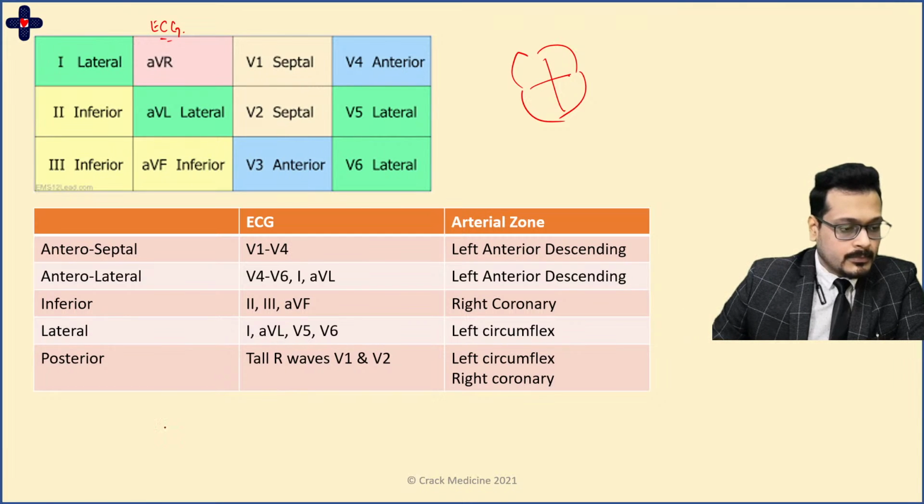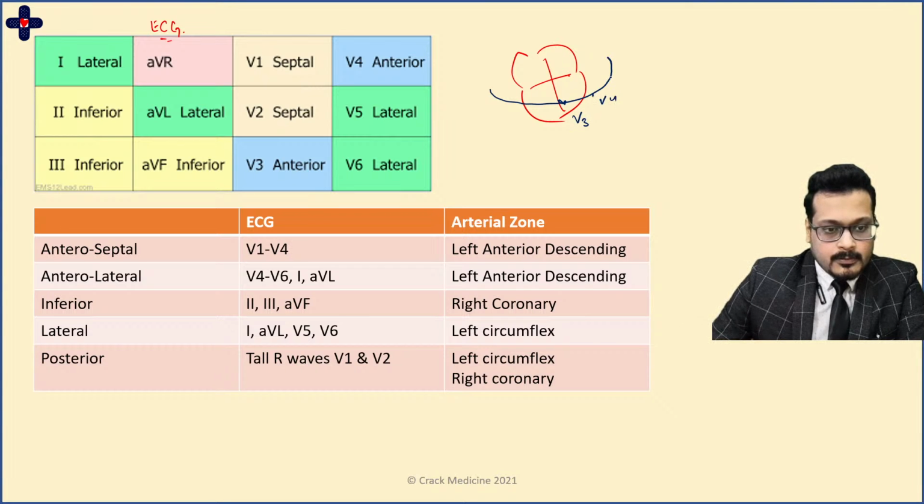This is how it looks. It's on a plane which is perpendicular to your heart, and that's how we measure it. So these are the lateral areas, V5 and V6, and V3 is usually septal, V2 like that.